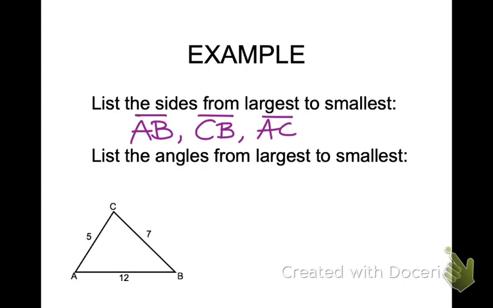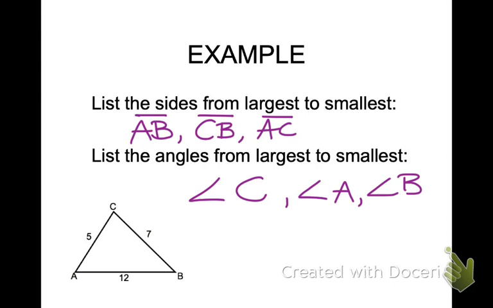So now, to get my largest angle, if my largest side was AB and I go opposite of it, that angle opposite of it will be my largest angle. So angle C is my largest angle. My next largest side we said was CB, so if I go opposite of that, it would be angle A, and my smallest angle would be angle B. Good. Would you be able to do that on homework?